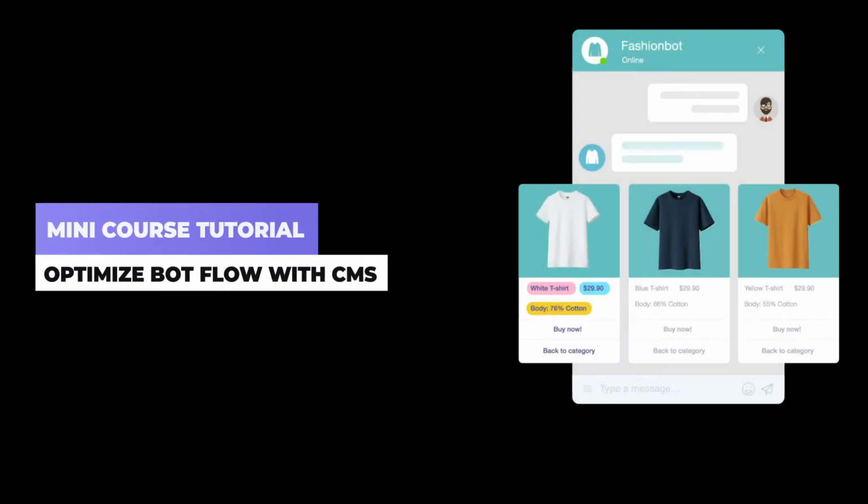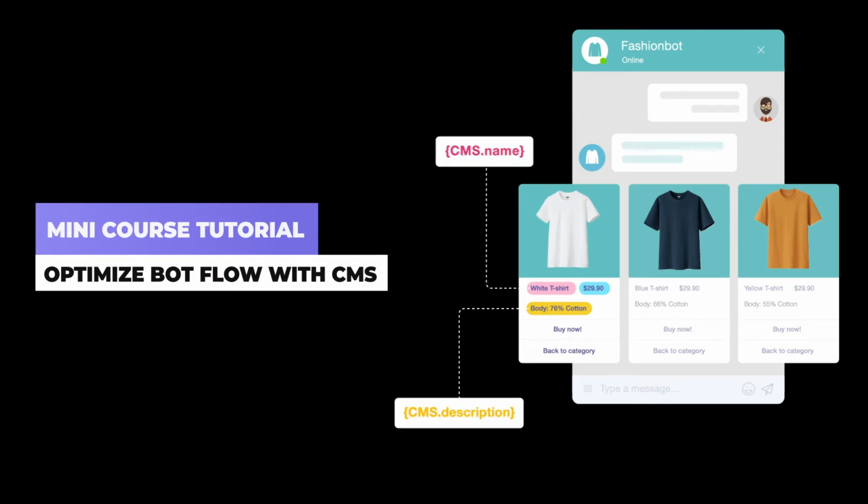Welcome to Lesson 3 of our mini-course series on how to optimize your bot flow using BotStar CMS. In the last lesson, you've already learned to add items manually to showcase fashion products for Monoco Shop. So today, we're going to show you how to use the CMS feature to manage and update all of these clothing items, in case you have a lot of products.